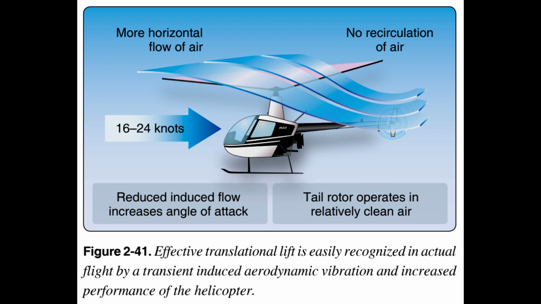As mentioned earlier in the discussion on translational lift, the rotor blades become more efficient as forward airspeed increases. Between 16 and 24 knots, the rotor disc completely outruns the recirculation of old vortices and begins to work in relatively undisturbed air. The flow of air through the rotor disc is more horizontal, which reduces induced flow and drag with a corresponding increase in angle of attack and lift. The additional lift available at this speed is referred to as ETL, which makes the rotor disc operate more efficiently.